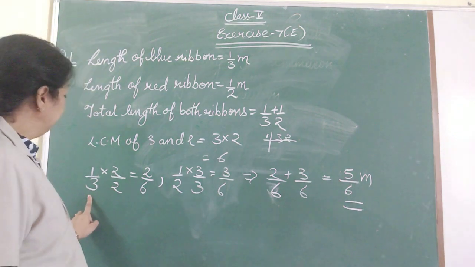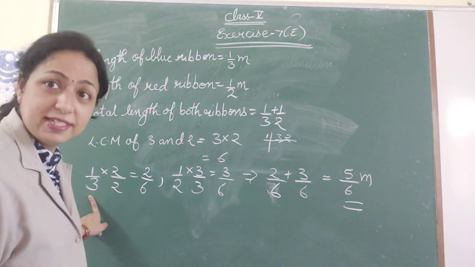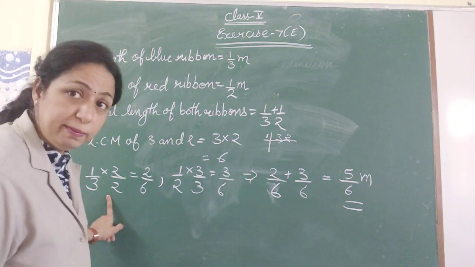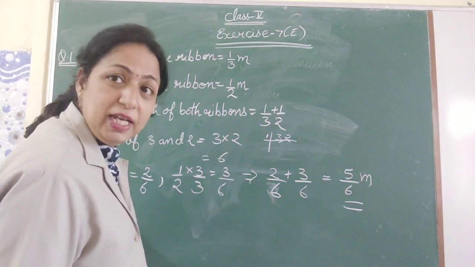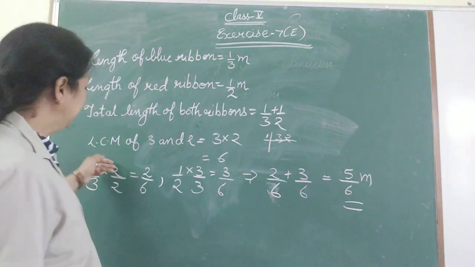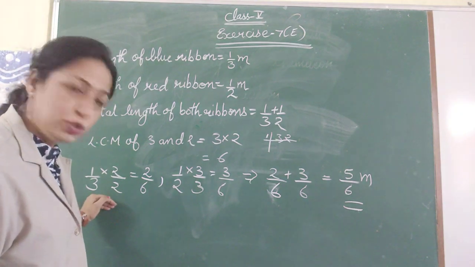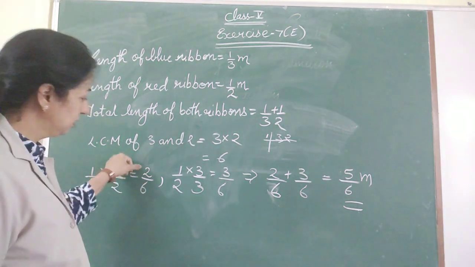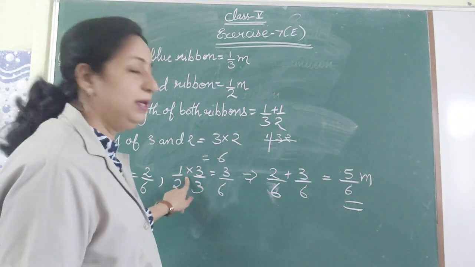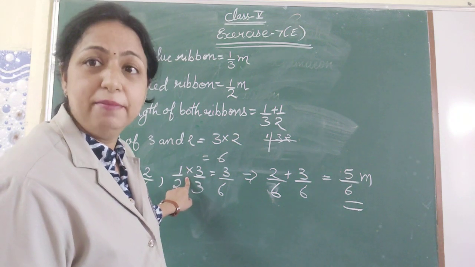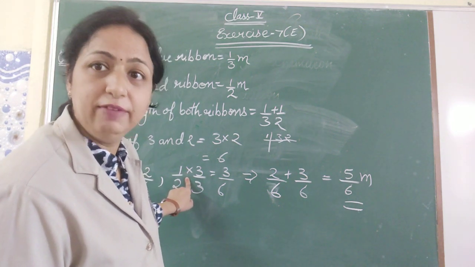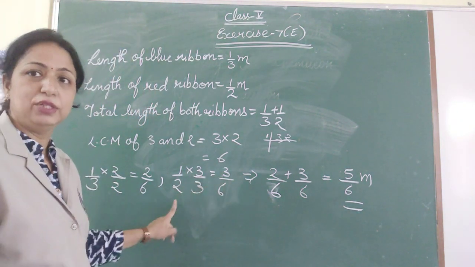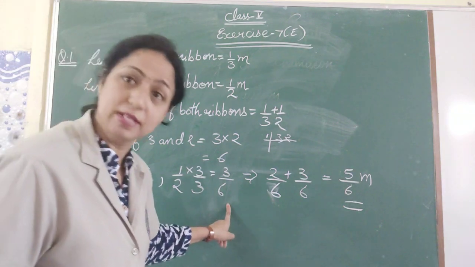Convert 1/3 with LCM 6 as the denominator. So we will make the equivalent fraction having denominator 6. What do we multiply to 3 to get 6? 3 2s are 6. So we will multiply the numerator and denominator by 2. So 2 into 1 is 2, 2 3s are 6. So the equivalent fraction is 2/6. Similarly, convert 1/2 with LCM 6 as the denominator. So this becomes 1 3s are 3 and 2 3s are 6. So the other equivalent fraction is 3/6.